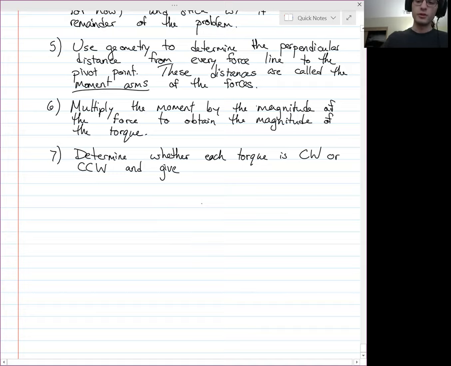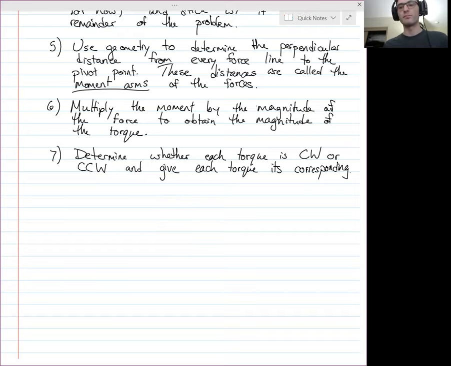And give each torque its corresponding sign. And so what you do is you refer to the coordinate system that you chose, which includes a direction for torque, and you determine if the torque is in the direction of the positive rotation that you refer to, and then you give it a positive sign.